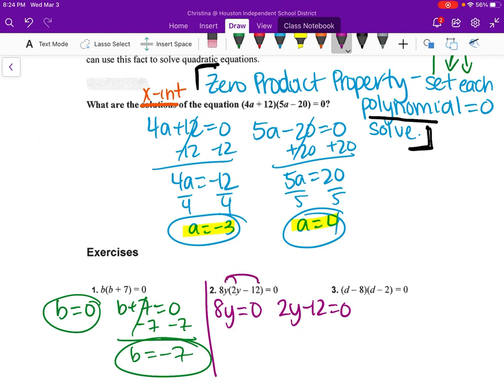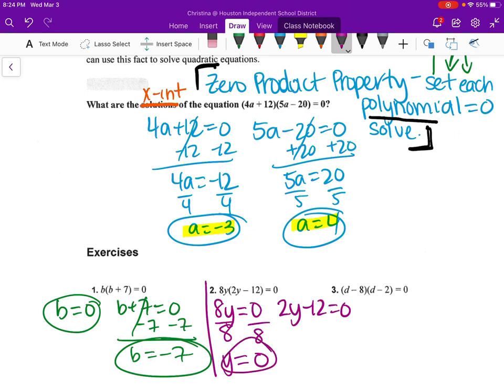If I was in class and having you guys answer this, you would probably tell me, oh, we got to distribute. That's just wasting time. If you're asked to solve by factoring, somebody has already factored it for you, so you don't have to worry about it. From here, I'm going to divide both sides by 8 to get y equals 0.